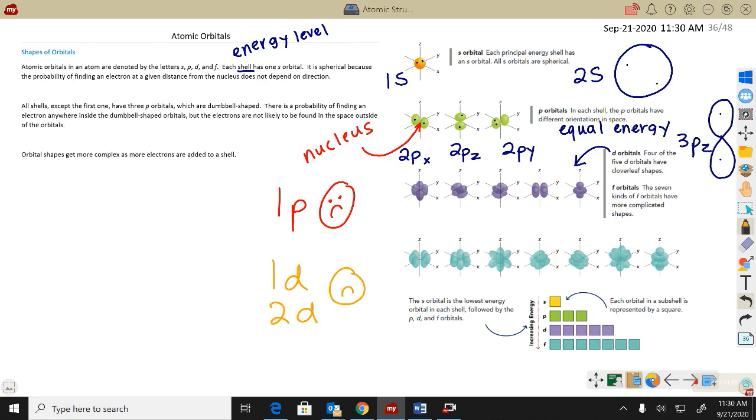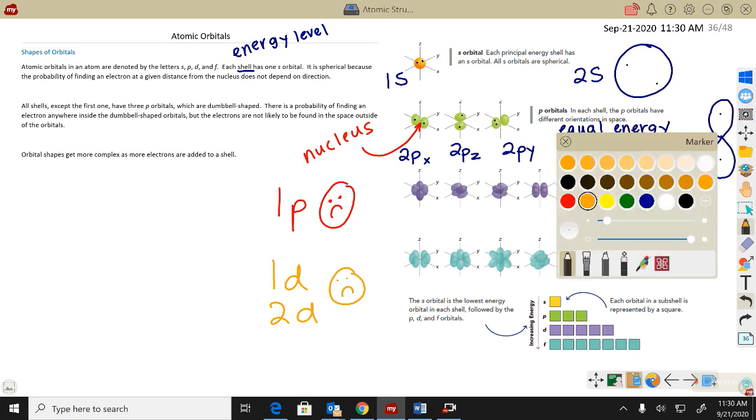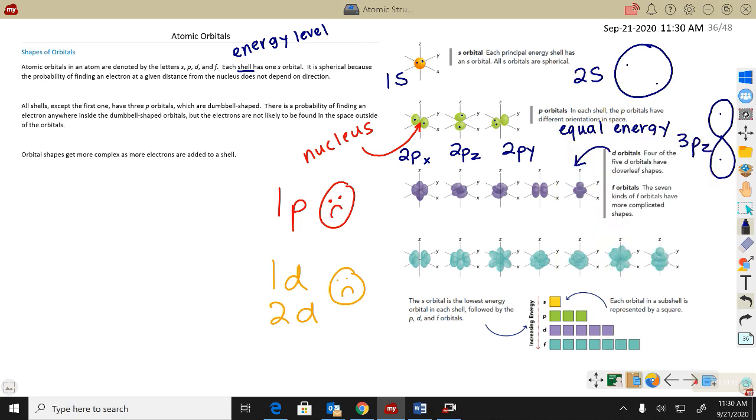Sad face. These purple orbitals that have 4 lobes, these clover orbitals, they're just too big and too high in energy. They don't fit in the first or the second energy level. You won't find these d orbitals until the 3rd energy level. But when you find them, there will be 5 of them. They're all equal energy again.